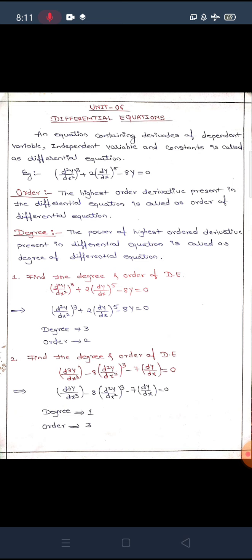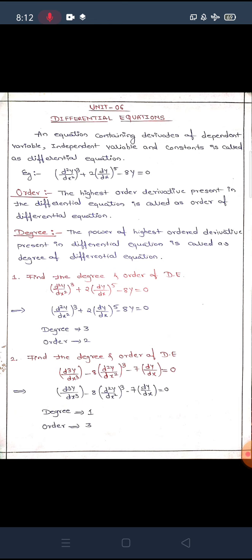Find the degree and order of the differential equation: d cube y by dx cube minus 8 (d square y divided by dx square) raised to 3 minus 7 dy by dx is equal to 0. Now you can see in this equation the highest derivative is d cube y divided by dx cube. So what is the order of this differential equation? It is 3, and directly you can write degree as 1 because the power of d cube y divided by dx cube is 1. So is it clear?